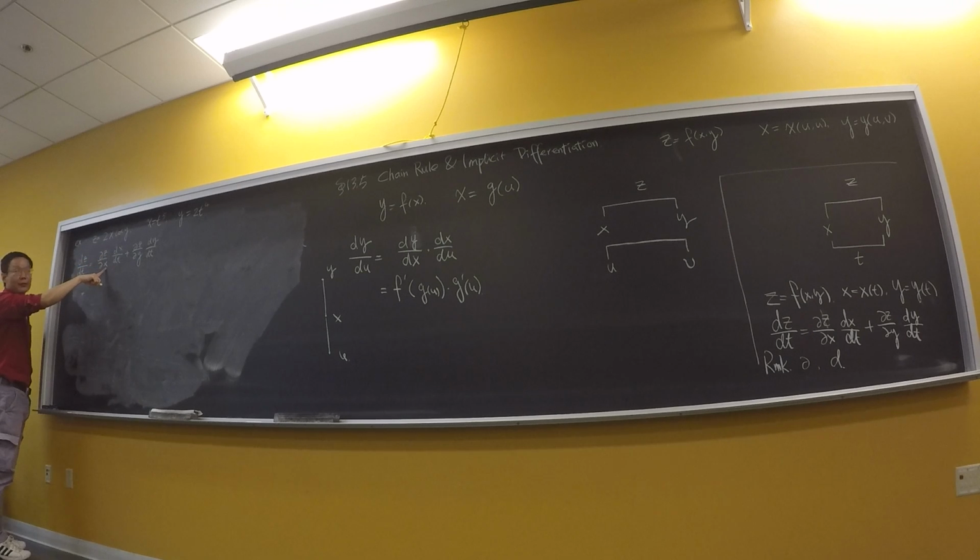Partial z/partial x, what do we got? It's all going to be a constant, right? y is constant, and x is still the variable, right? So just 2 cosine y, multiplied by dx/dt.